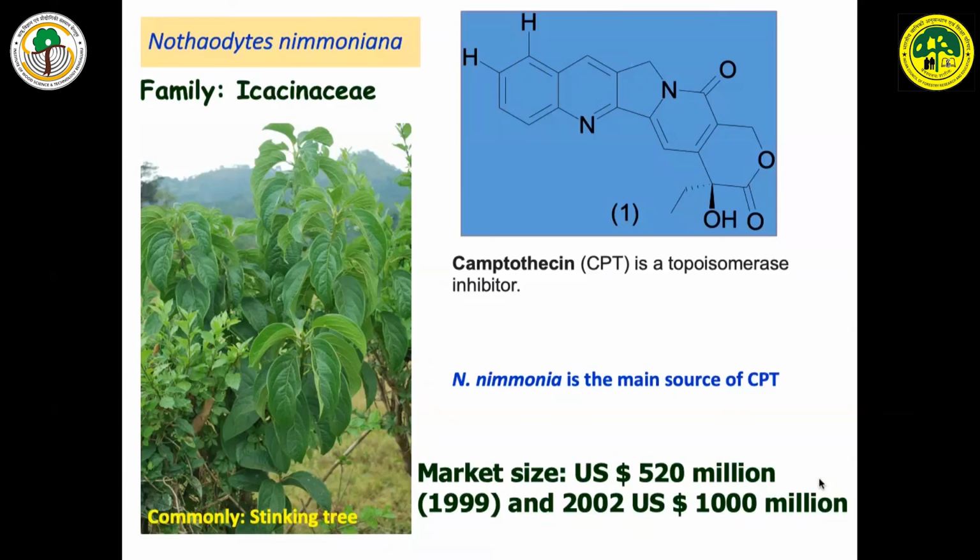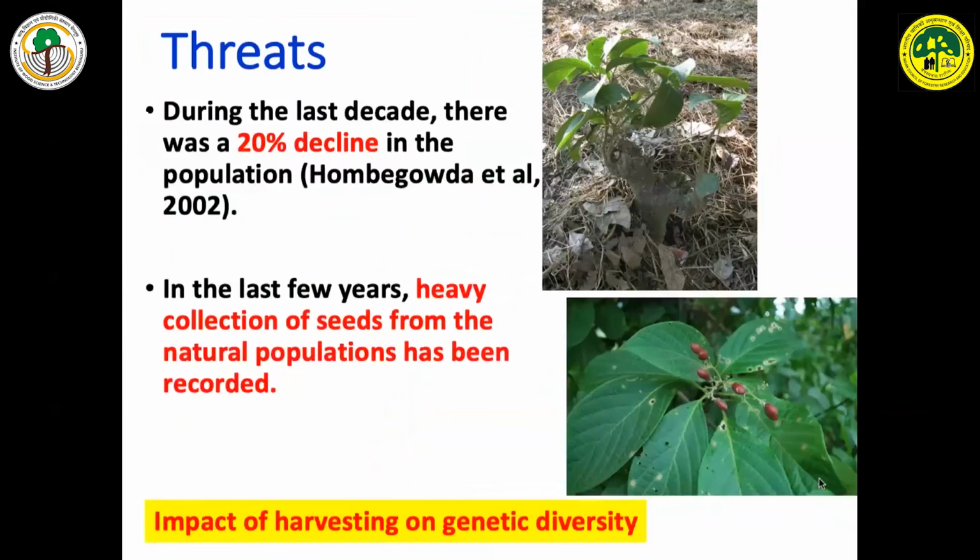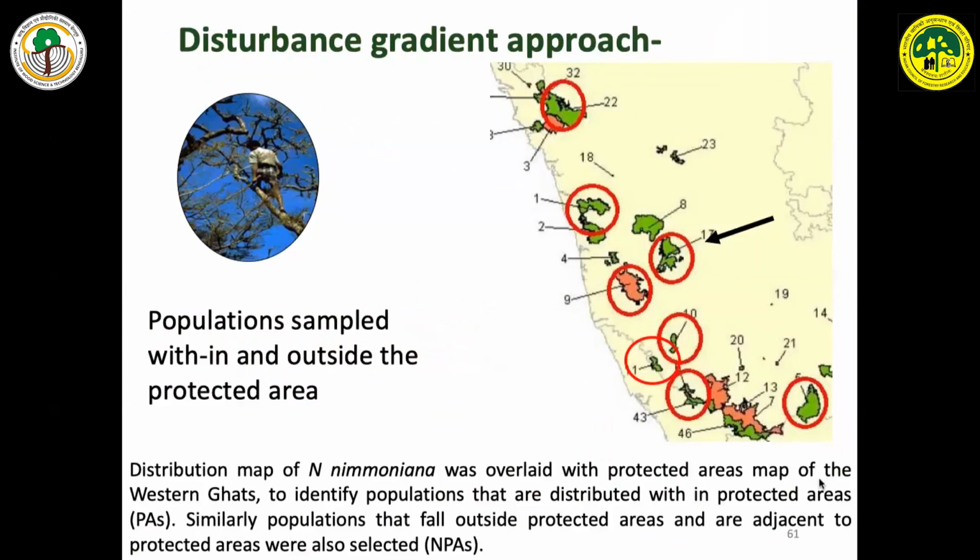And in the Indian context, Nothapodytes produces very high camptothecin compared to other species as well as other individuals. We have noticed during our work that there is a 20% decline in the population, and there is heavy collection of seeds from natural habitats, and we wanted to look at the impact of harvesting on genetic diversity. Harvesting happens not in protected areas but in open or buffer areas. These are the areas we identified across the gradient, with protected and unprotected areas, and we collected samples from these different regions.